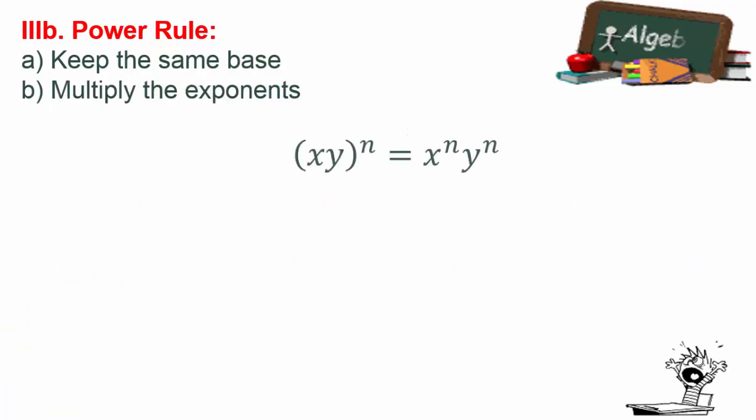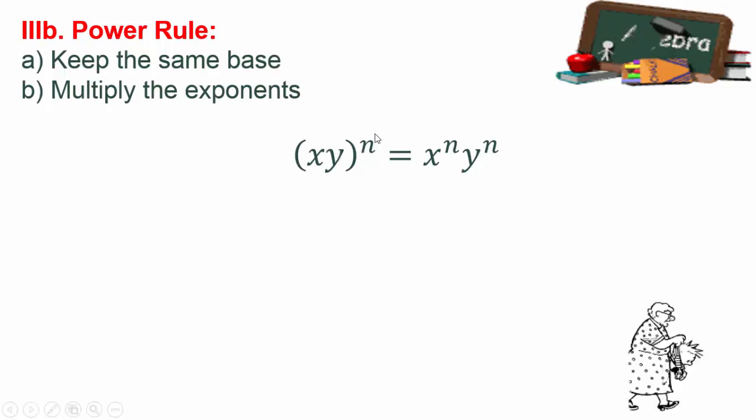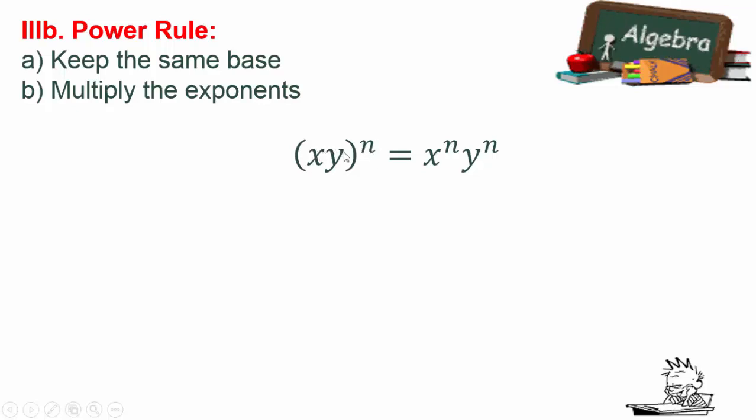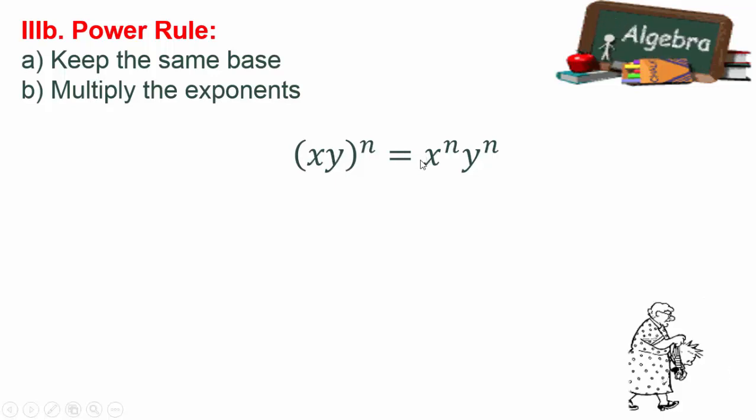Another aspect of the power rule is if we have anything inside the bracket. So here, when we have the power outside of the bracket, we have to bring the power inside to everything that's inside the bracket. So in this case, we have inside the bracket x and y, so that means we have x to the n, y to the n.